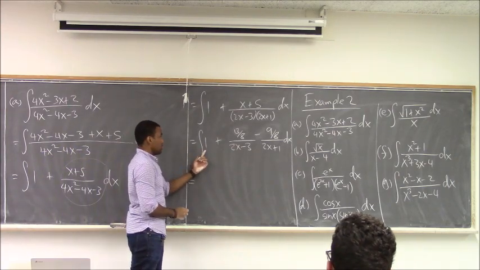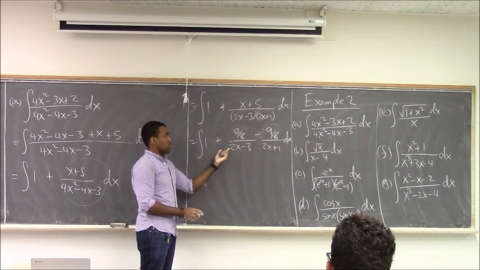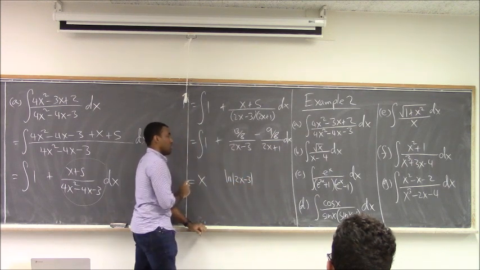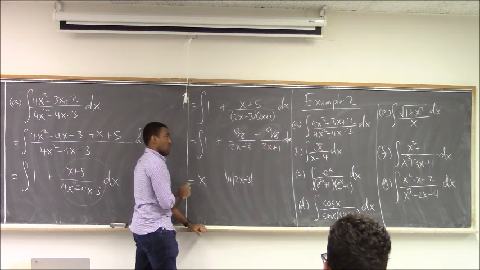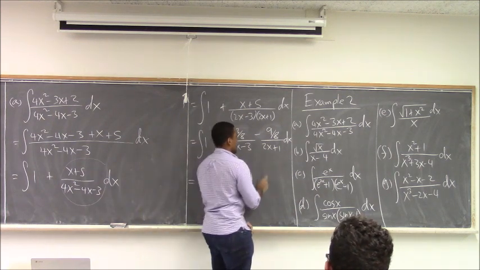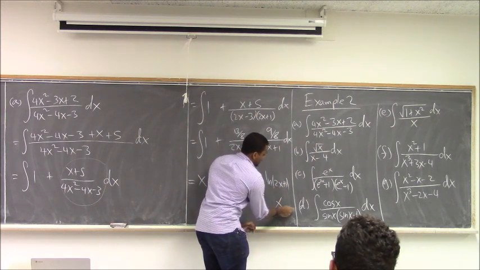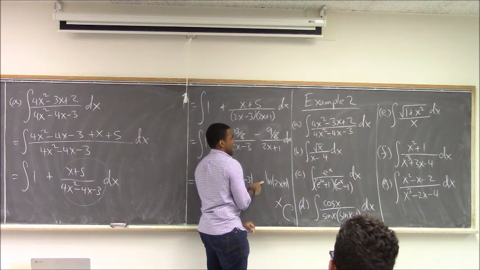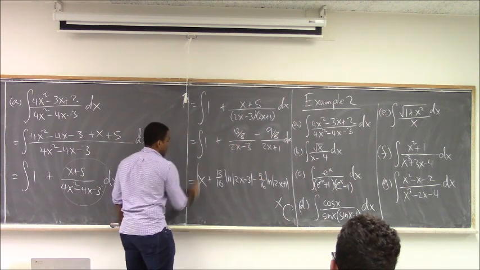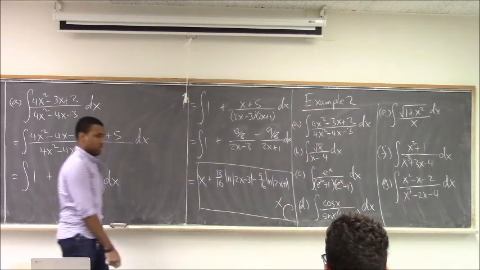Integral of 1? x. And then 2x minus 3. What's the coefficient? 13 over 16. This one is going to be ln of 2x plus 1 plus c. Coefficient? Negative 9 over 16. That's the answer.